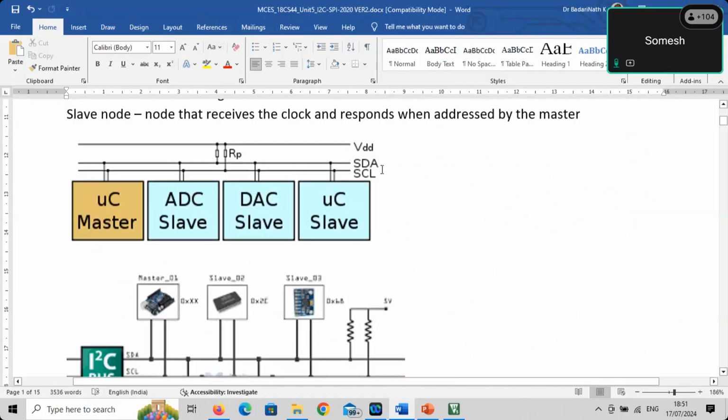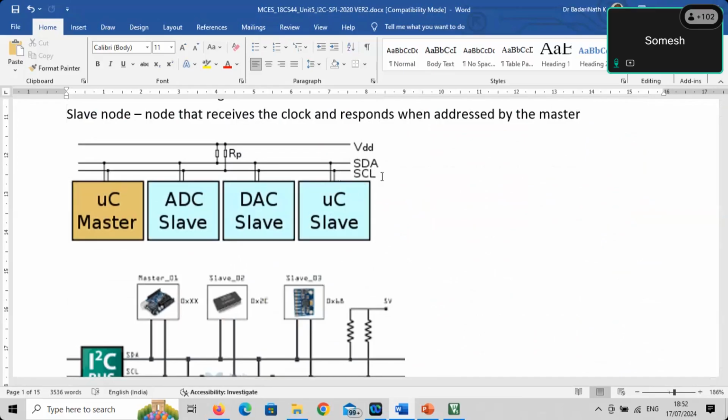Because it's a synchronous serial communication, the data is sent one bit at a time. Since it's synchronous, whenever you send data from one device to another device, you require a clock along with that. That is why the second pin is provided to support the clock, called SCL, serial clock. So the I2C bus has two pins. One is data, one is clock.